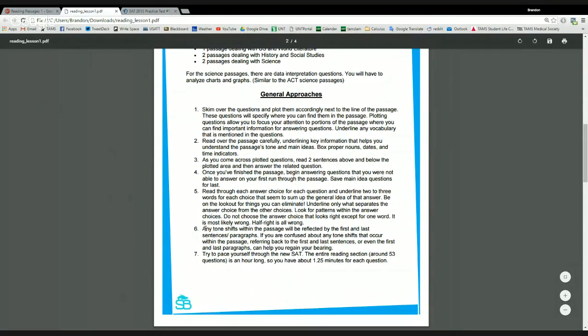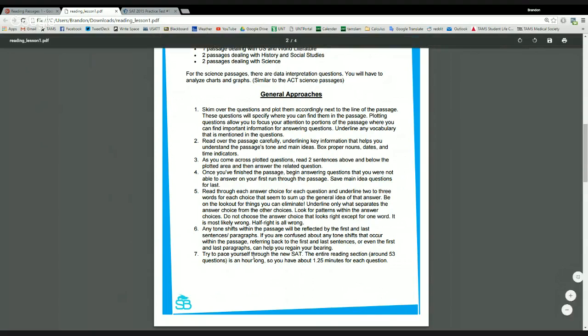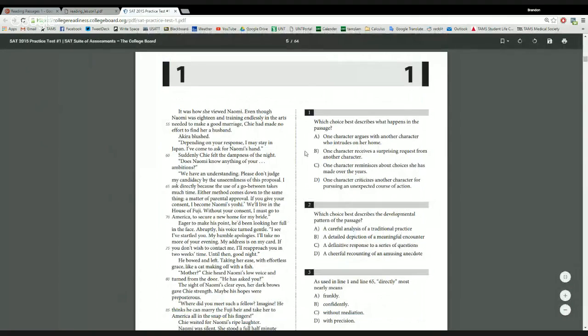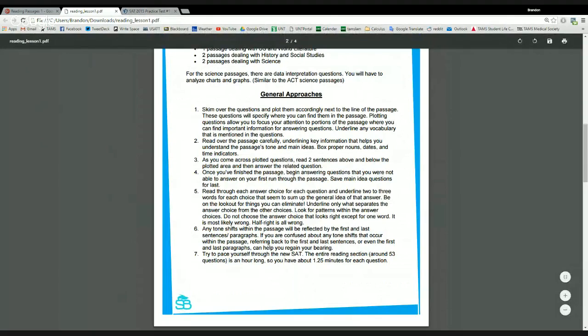Okay, so any tone shifts within the passage will be reflected by the first and last sentences or paragraphs. If you are confused about any tone shifts that occur within the passage, referring back to the first and last sentences or even the first and last paragraph can help you regain your bearing. So if the question is a main idea or tone question, you usually want to look at the first paragraph and the last paragraph, read those and see if there's any tone shifts, or you can just get the main idea from them by just skimming or reading them.